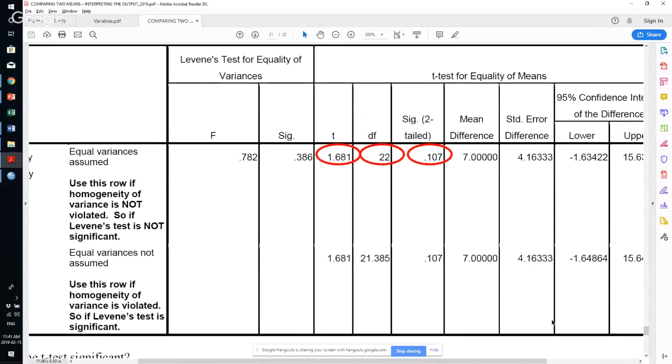Now we look at our t-test. If you go to almost, where is this? I don't know what page it is. It's close to the end. Looks like this.